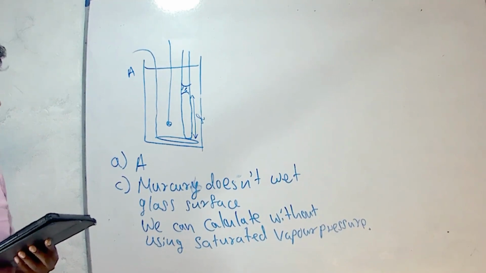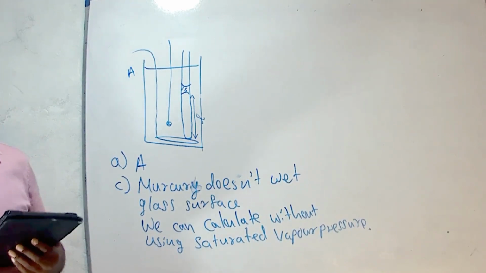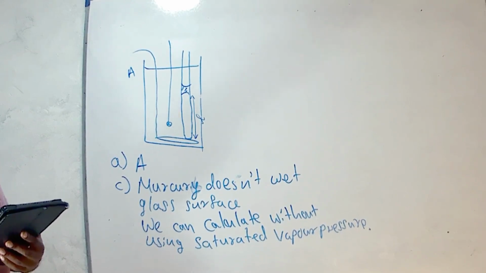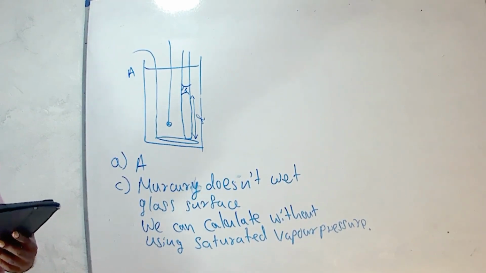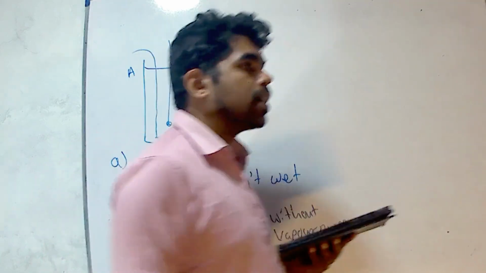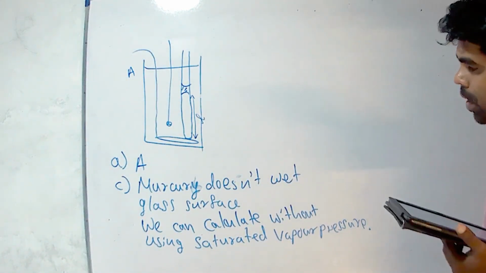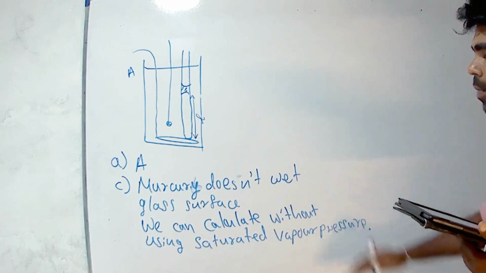There are some other reasons we can write. We can get high pressure by using a small thread of mercury. The color of mercury is silver, so we can identify the level clearly. But the best reasons are these 2 reasons.